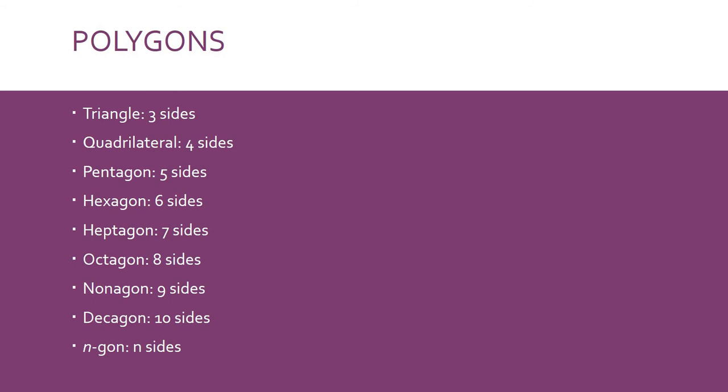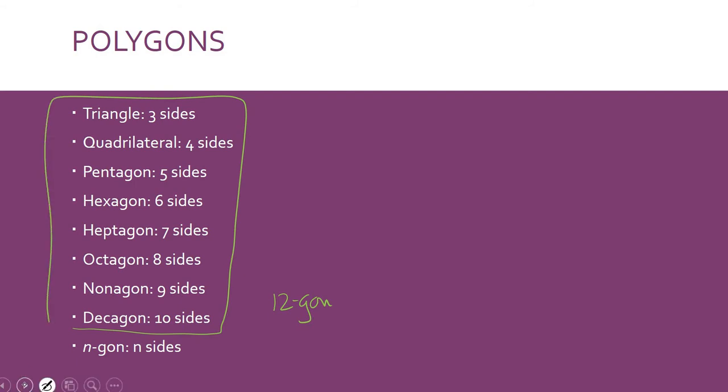Special names for polygons. We all know a triangle has 3 sides. A quadrilateral is a 4-sided polygon. Pentagon, hexagon, heptagon, octagon, nonagon, decagon. Those are the ones that you need to know by name. After that, we'll just say it's an n-gon. So something that has 12 sides is a 12-gon. Something with 27 sides is a 27-gon. But up to 10, you should know the special name. So take a minute and write that down.